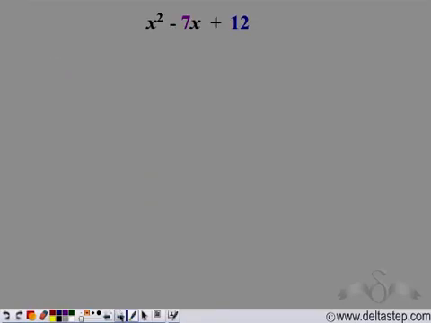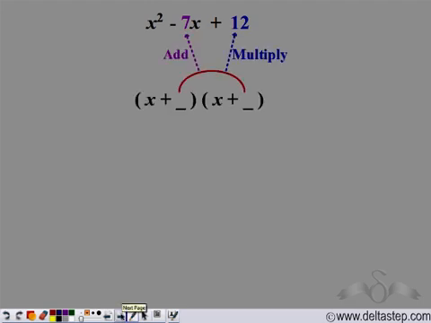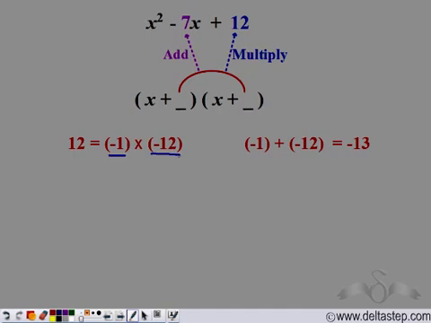So let us understand it with the help of an example. x square minus 7x plus 12. So we have positive last term but negative middle term. Find two numbers such that their sum is negative 7 and product is 12. We can do it by finding the different factors of 12 which give their product as 12. So 12 could be written as negative 1 into negative 12. Negative 1 plus negative 12 give us negative 13, which is not equal to negative 7.